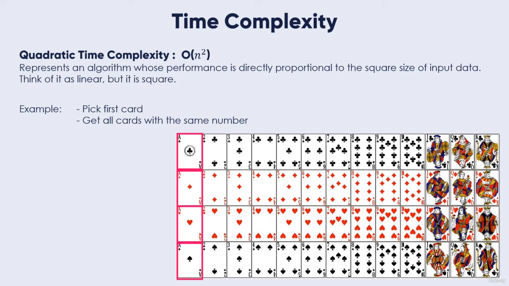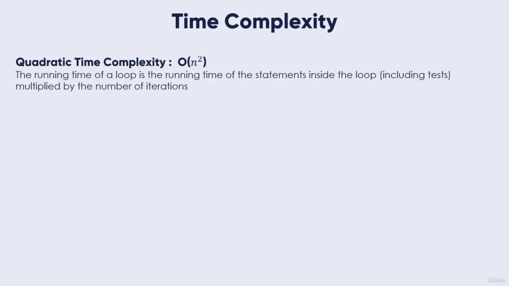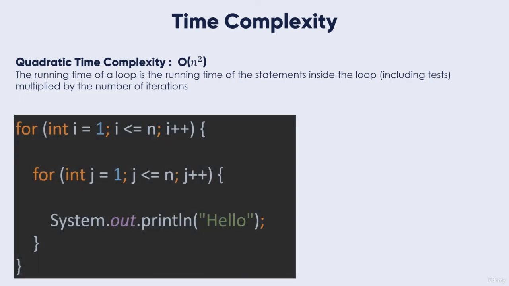So we are picking a specific card with a specific number among all of the cards. So if we are choosing only one card, it will be linear. But if we are choosing a specific number, that can be all cards with the same number, we are using a quadratic time complexity. In terms of coding, the running time of a loop is the running time of the statements inside the loop, including tests, multiplied by the number of iterations. Let me show you this example.